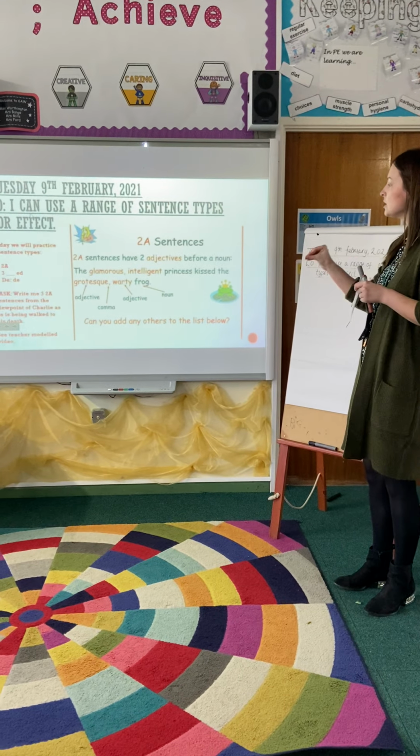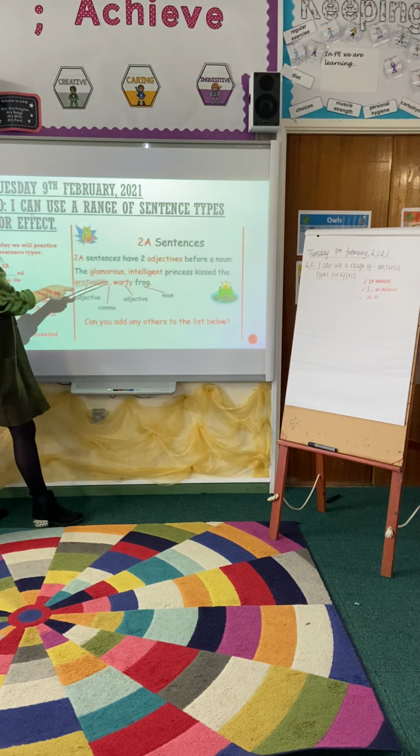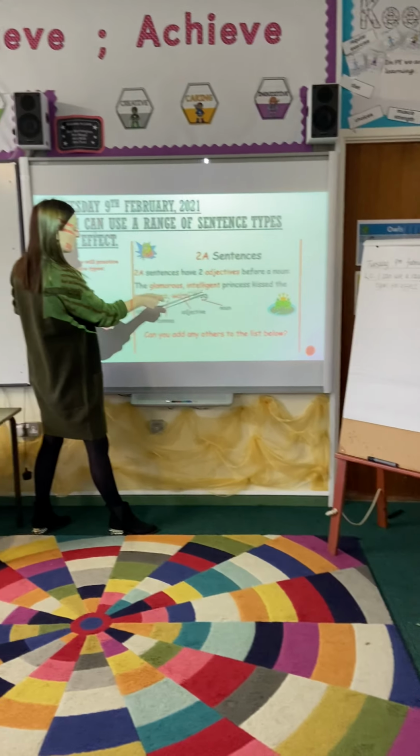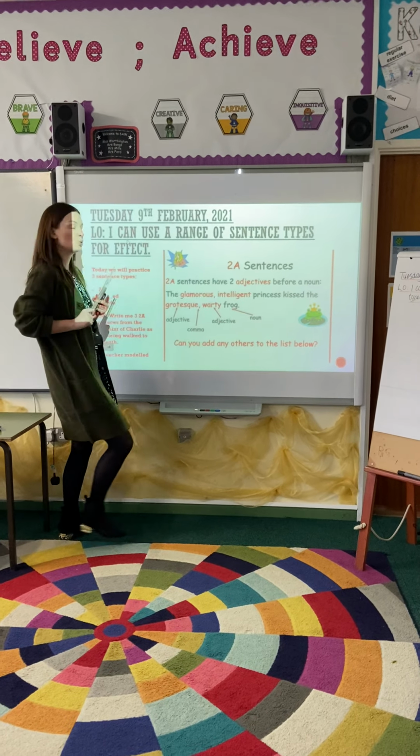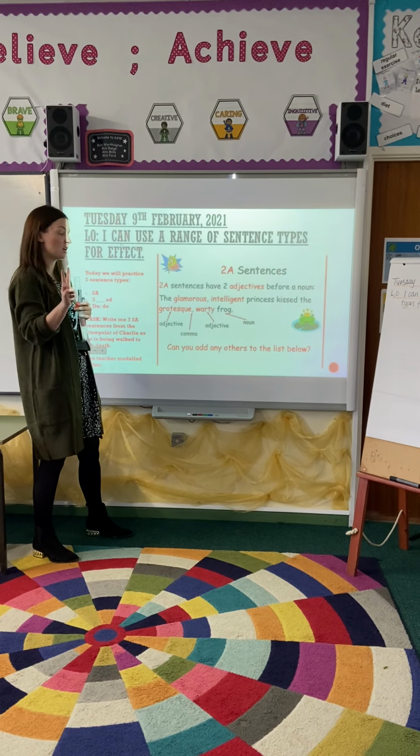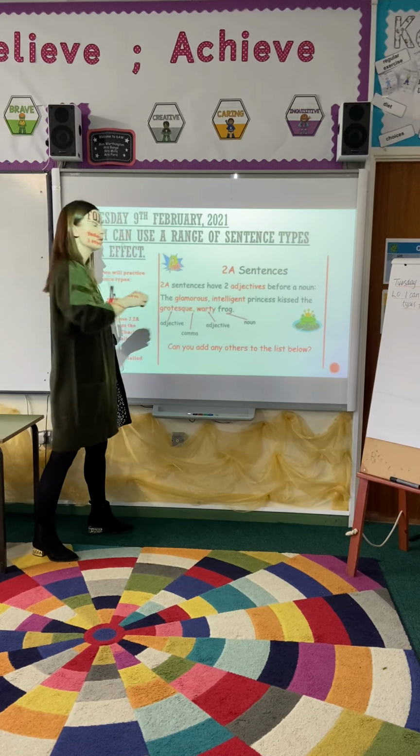It says the glamorous, intelligent princess. So at this bit here, I've got glamorous, which is my adjective. I've also got another adjective here, and princess, which is also a noun. So actually in this sentence, I've got 2 examples of 2 adjectives and a noun. The second part, I've got grotesque, warty, and frog.